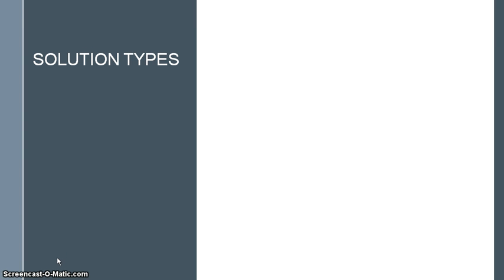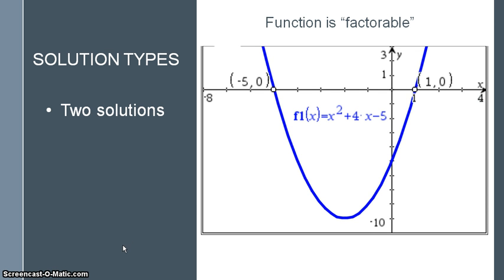At any point, feel free to pause this if you're taking notes or you want to take extra time to digest something, or work ahead and see if you have the right idea. So we're going to look at solution types here, and there are three different solution types when we look at a quadratic function. There's two solutions, and the function is factorable.